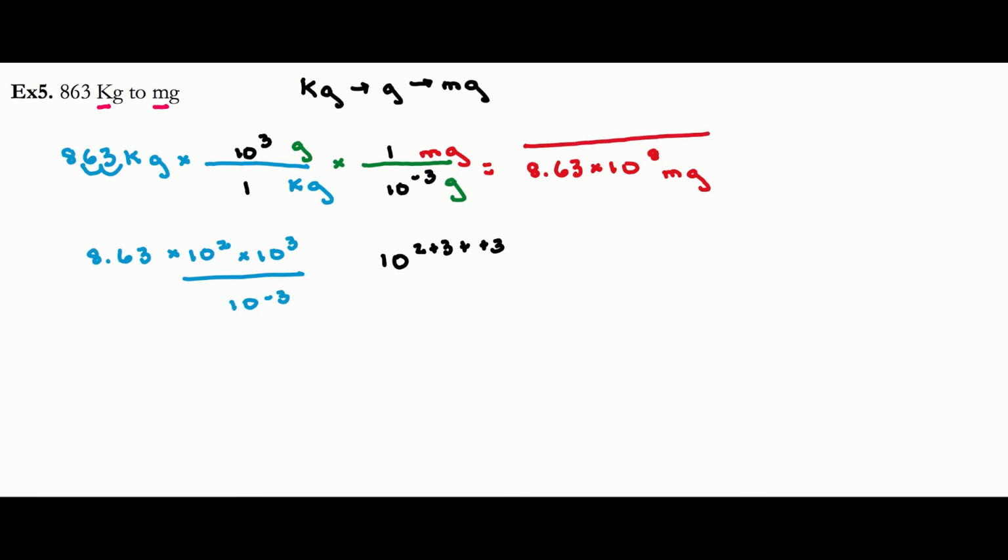Okay. Keep in mind 863 has 3 sig figs. 8.63 times 10 to the 8th has 3 sig figs. My final units were supposed to be milligrams. I'm in milligrams, and I'm good to go.